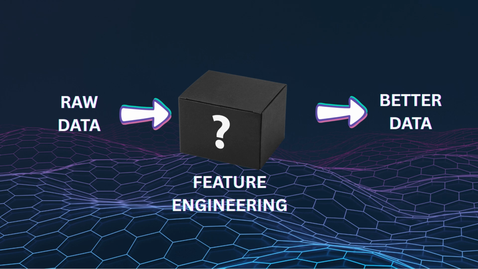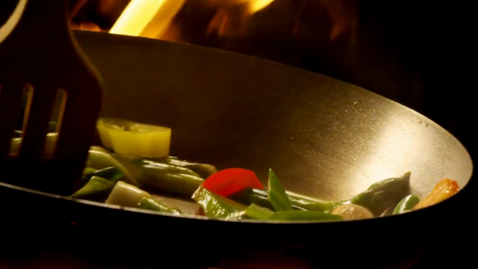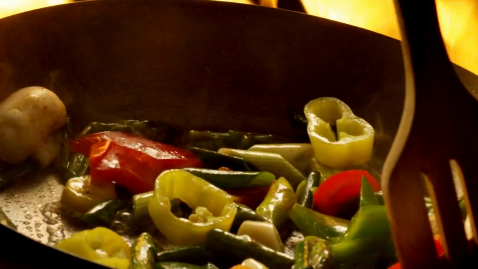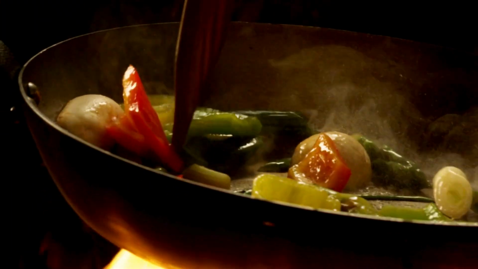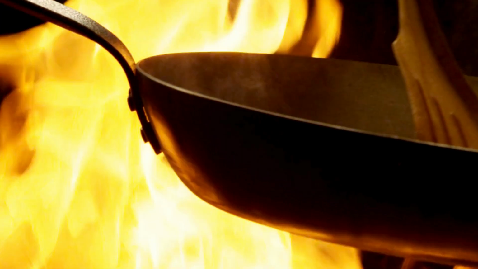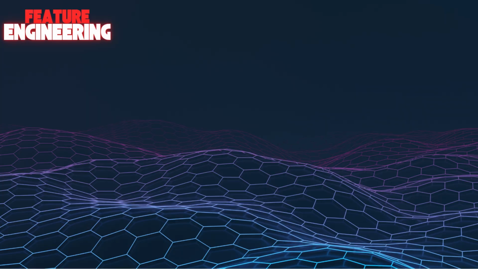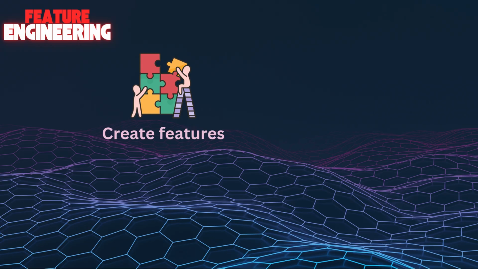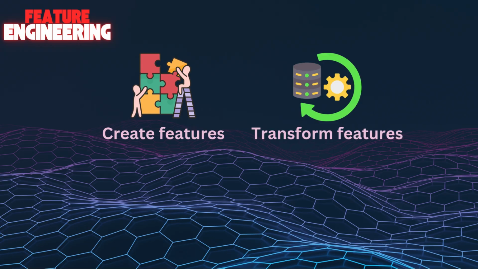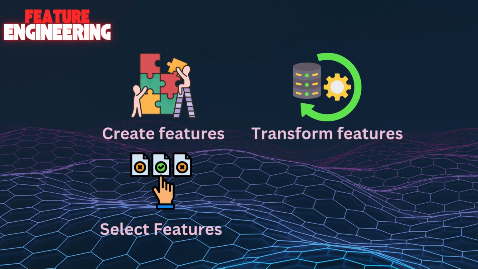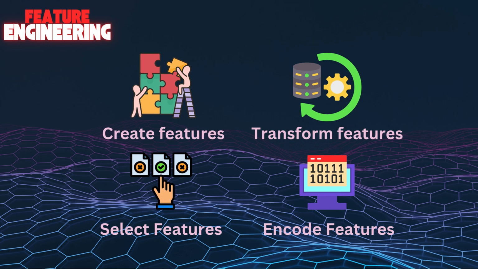In machine learning, feature engineering is all about making your data more useful. Think of it like prepping your ingredients before cooking. It's not just about what you have, but how you use it. In essence, feature engineering involves creating new features, transforming existing ones, selecting the most useful features, or encoding features so your model actually understands them.